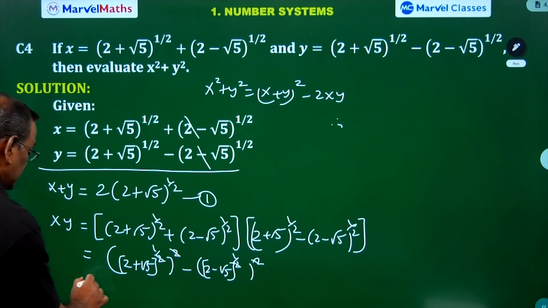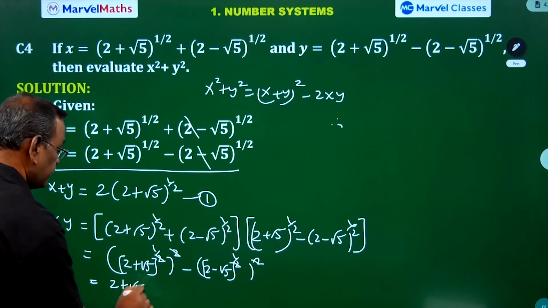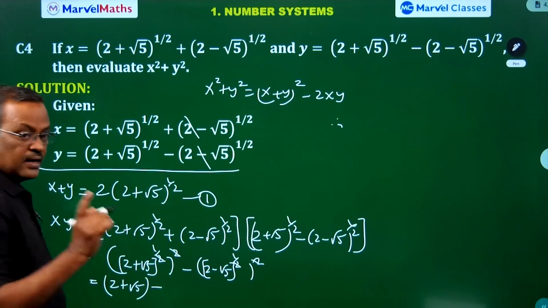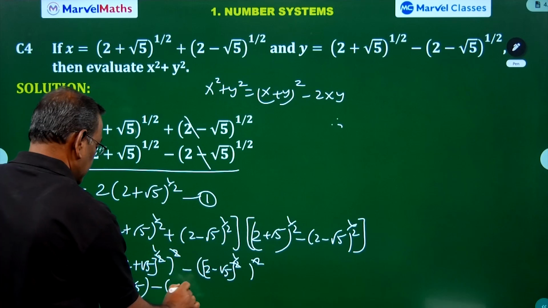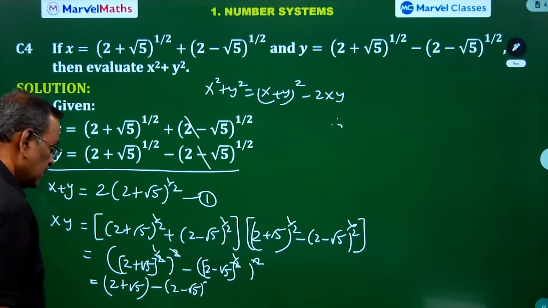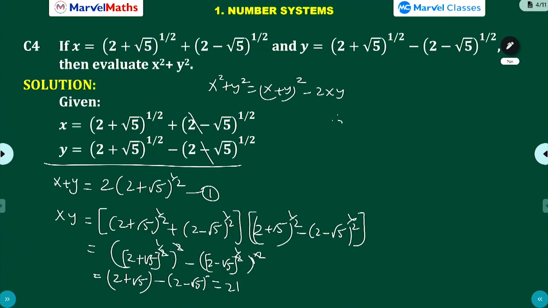Clear? Now what is the final expression? (2 plus root 5) minus, very important, don't forget this bracket, (2 minus root 5), which is equal to 2 plus root 5 minus 2 plus root 5. 2 minus 2 gets cancelled, leaving 2 root 5. This value is calculated and this value is calculated.